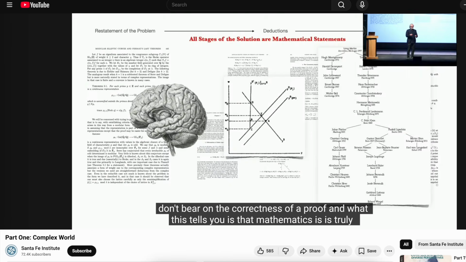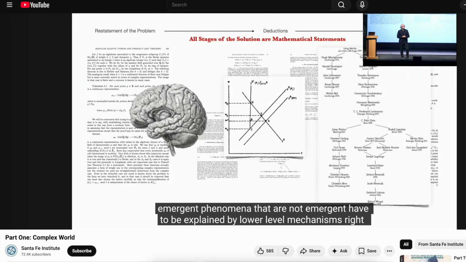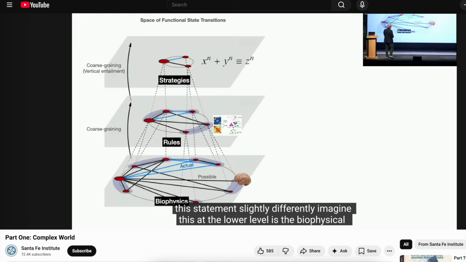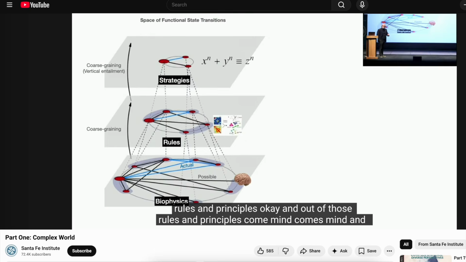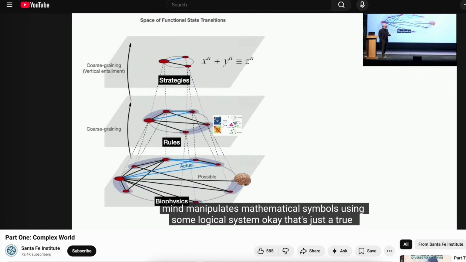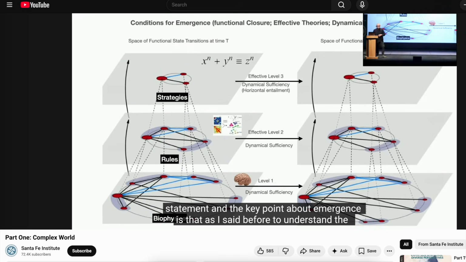And what this tells you is that mathematics is truly emergent. Phenomena that are not emergent have to be explained by lower level mechanisms. Imagine this at the lower level is the biophysical level. This might be the level of his brain. That brain is operating according to a set of basic rules and principles. And out of those rules and principles comes mind, and mind manipulates mathematical symbols using some logical system. And the key point about emergence is that, as I said before, to understand the progress of the mathematical concept, you don't have to look at the lower levels. They're making progress too. Andrew Wiles' brain is also changing in time, but it's not material.